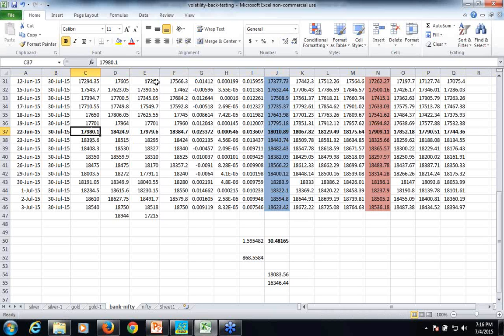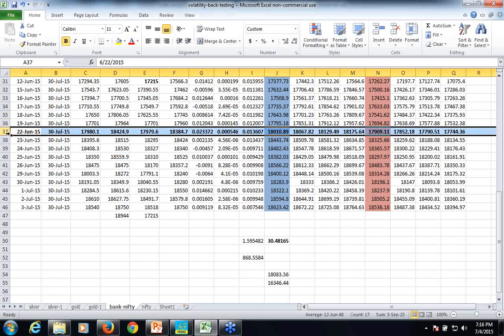Once the recovery process started, you halted at different prices. On 22nd June you successfully crossed that 18,083, and you also went up to the 18,400 level.